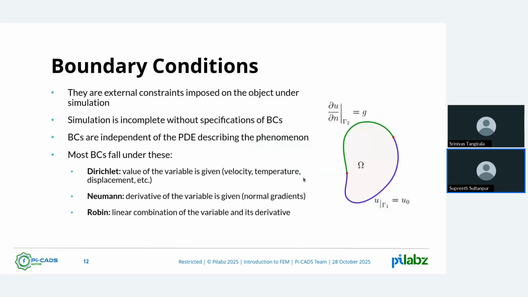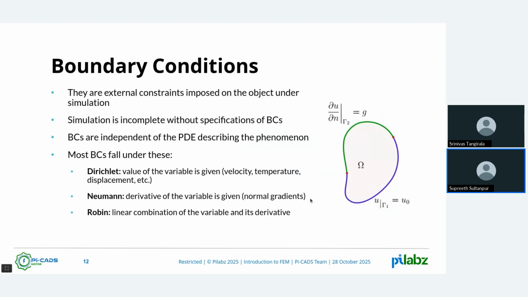So this is just a nomenclature for categorizing different types of boundary conditions. There is a Dirichlet boundary condition where the value of the variable is given. Similarly, there is something called Neumann boundary condition where the derivative of the variable is given. So for example, if you look at the same cantilever beam, the fixed end has a Dirichlet boundary condition. The other end, you can specify a Neumann boundary condition, which essentially means there are no stresses.